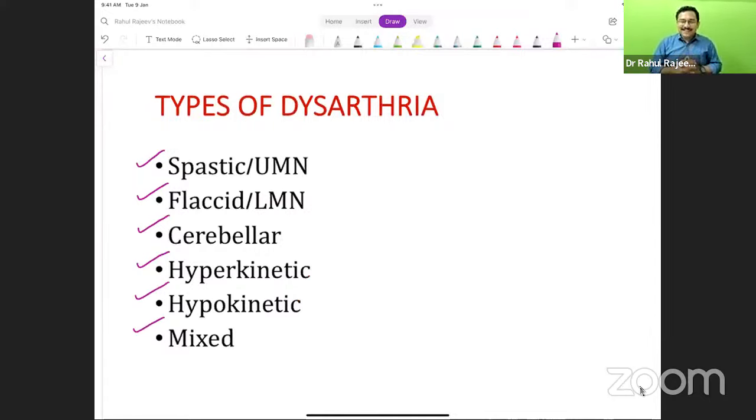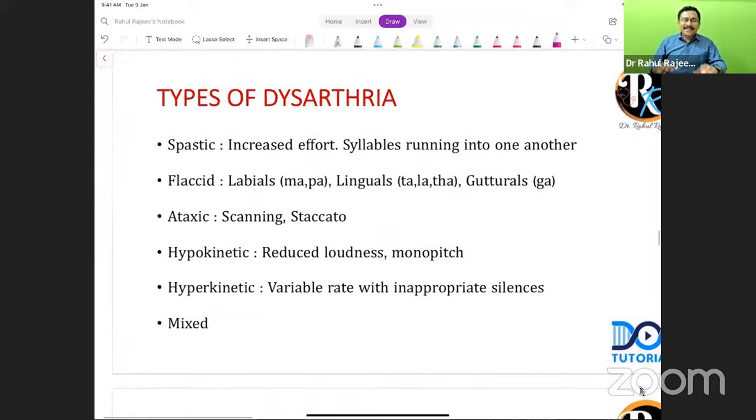So these are the types of dysarthria. Let me tell you about these types. First of all, spastic dysarthria. Spastic dysarthria or UMN dysarthria means there is an increased effort and the patients have syllables running into one another. It will be like a hot potato voice. I know that at least some of you, especially those good in ENT, will raise eyebrows, maybe you learned about the hot potato voice. Even in medicine, in spastic dysarthria, the patient will have increased effort, increased strain, and when they speak, syllables will run into one another.